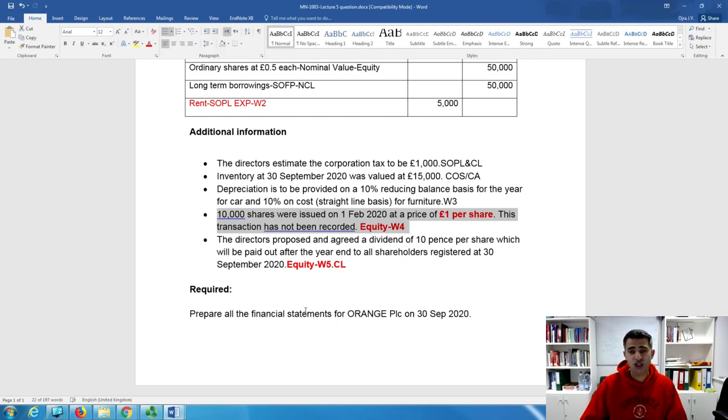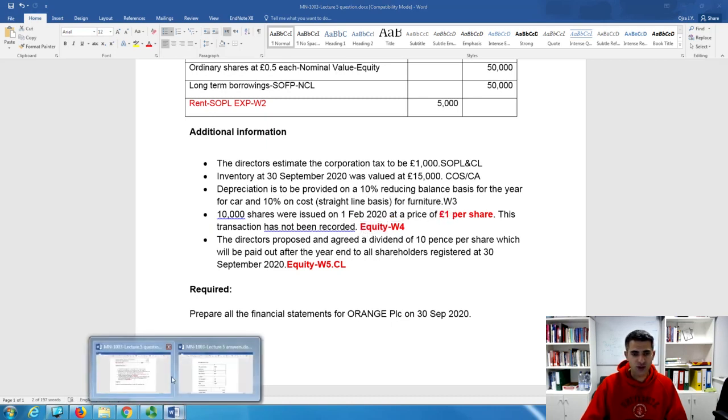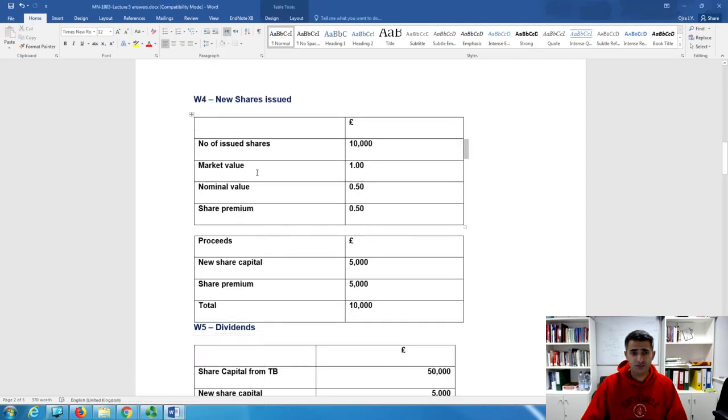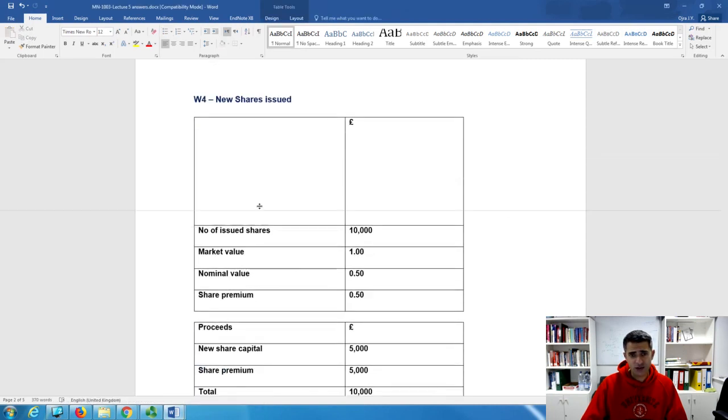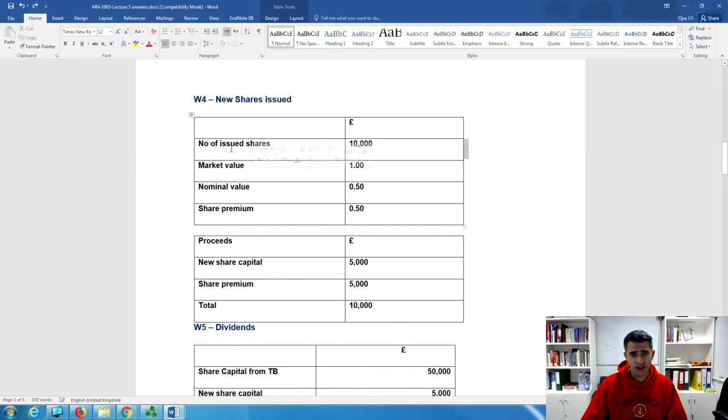So as I mentioned, we need to do a working for it, and it should also be included in the statement of change in equity. So £1 is the market value. So let's do it. This is the layout. You need to do it.